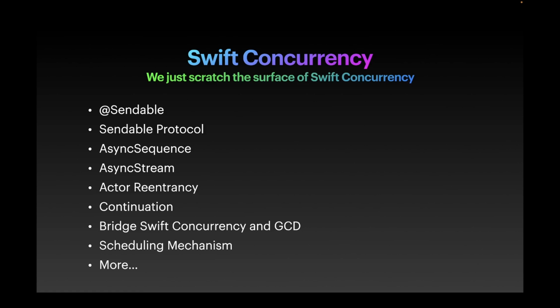It's not gonna happen. But the actor has reentrancy, so reentrancy is a really complicated thing. What I'm saying right now is just some kind of use case for reentrancy. The actor can actually solve the priority inversion problem and prioritize things for you. Also, continuation is another big concept in Swift concurrency. Everything inside Swift concurrency is actually implemented in a small unit called continuation.